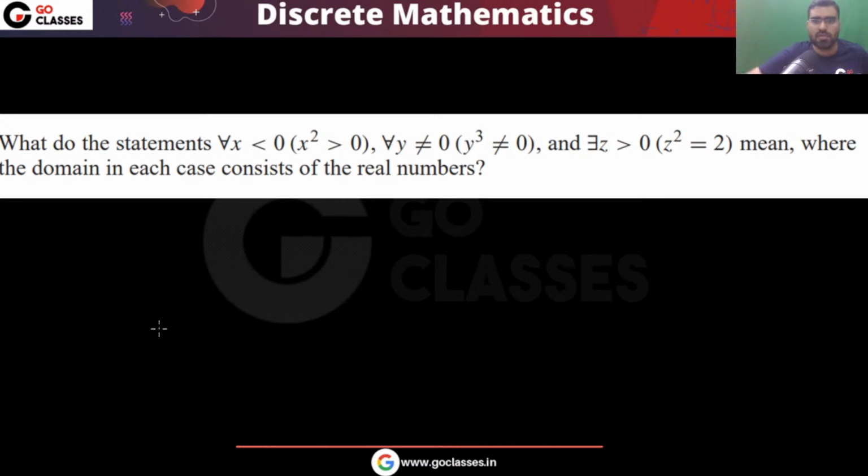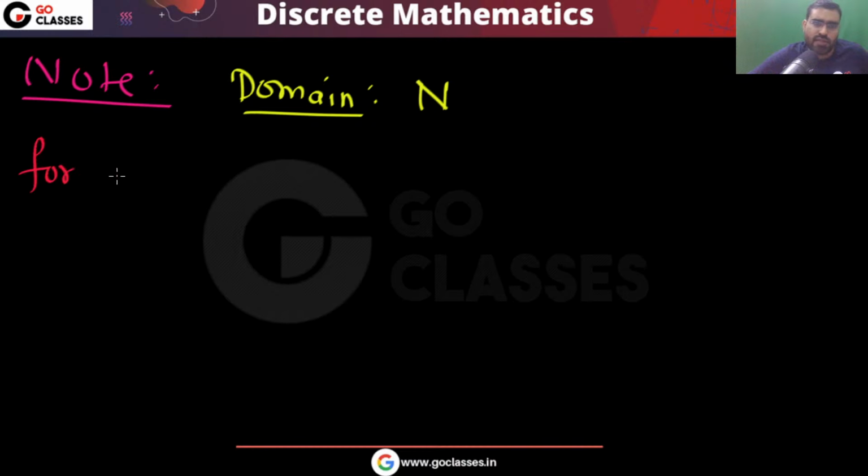Now let's see this question. What is the answer for this one? One note I want to tell you. If I have a statement like this, let's assume the domain is the set of natural numbers. I want to say that for every x which is greater than 4, if x is prime, x is odd.